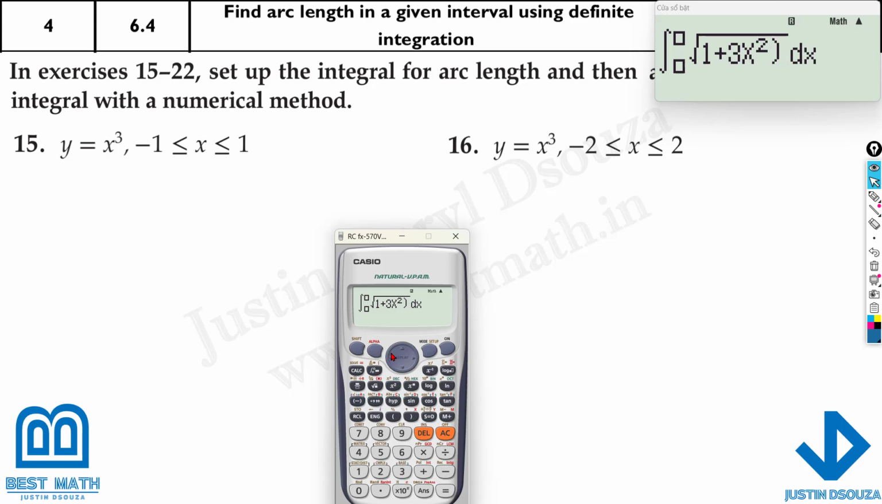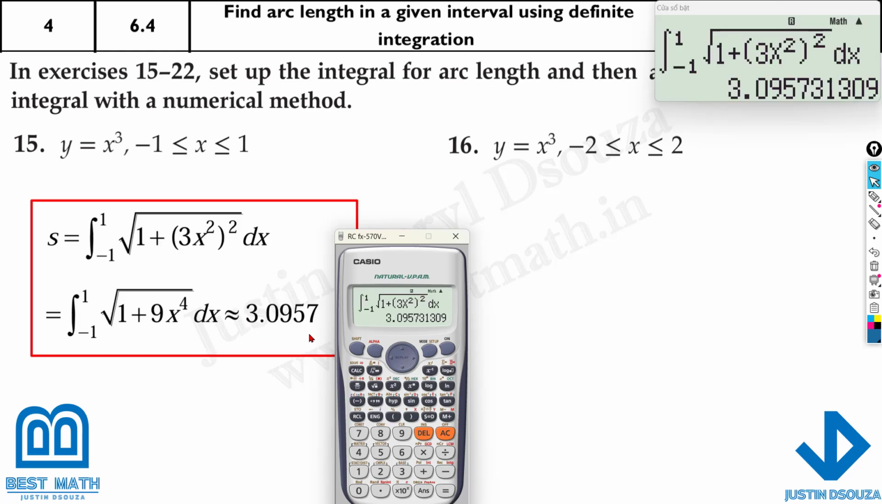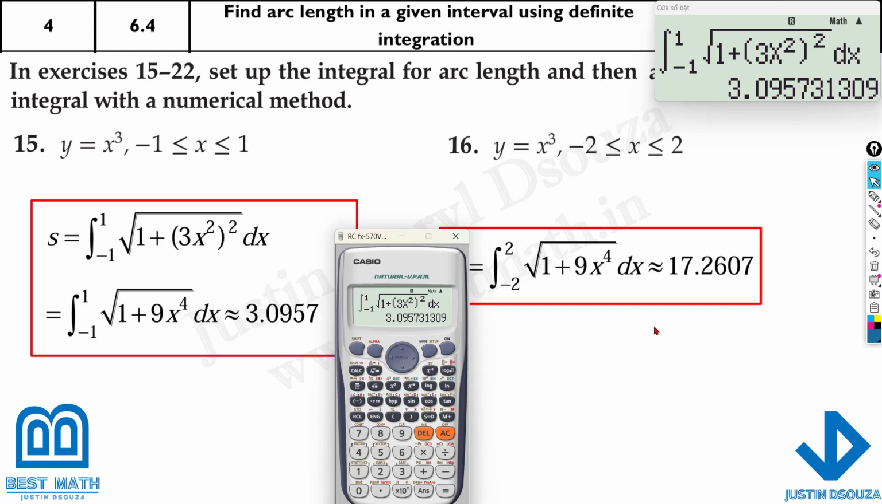But remember, use the bracket and square it up, because if there are two terms, both have to be squared. So brackets will help us do that properly. Minus 1 to 1, and here we go, the answer has to be 3.09. Similarly, please do try the others.